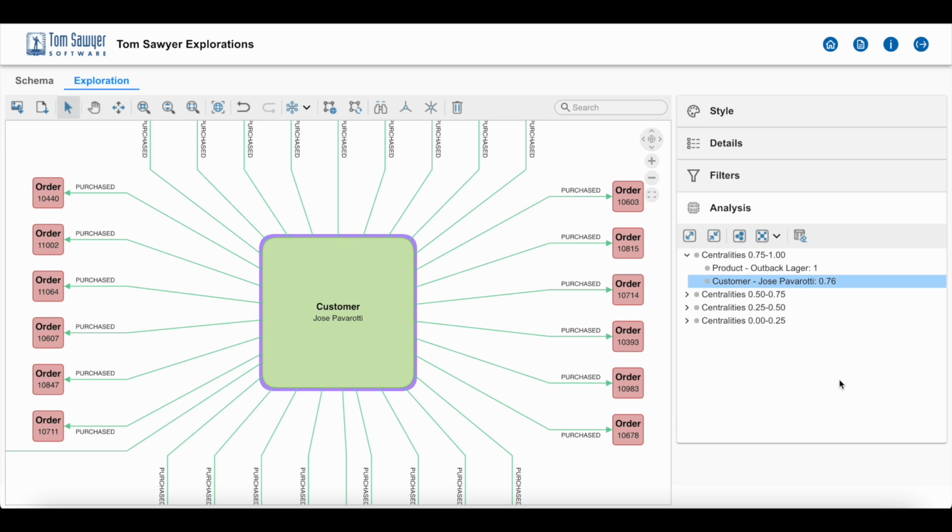In today's video, we showed how to use clustering and centrality graph analysis in Tom Sawyer Explorations.